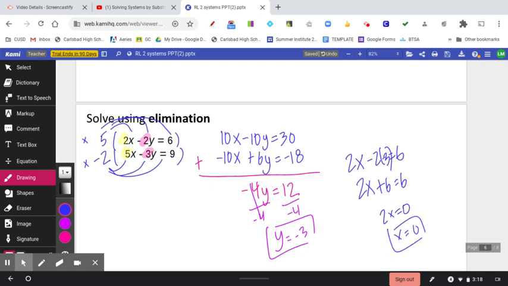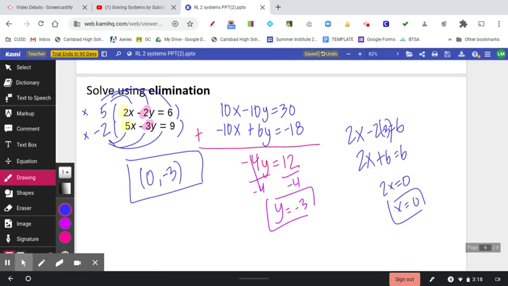So we get x equals 0, y equals -3. Let's put that as an ordered pair. We have 0, -3 is my solution to this system of equations. Again, let's be good mathematicians here. Make sure you're checking your work. If you plug this back in, it should make the top and the bottom equation both true. So make sure you're checking your work as you go along.